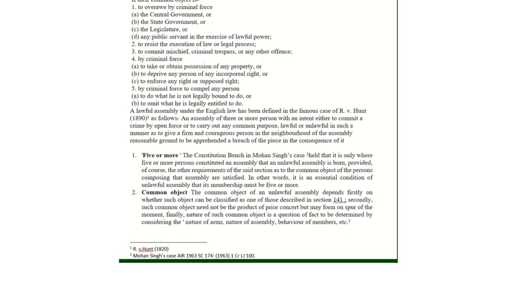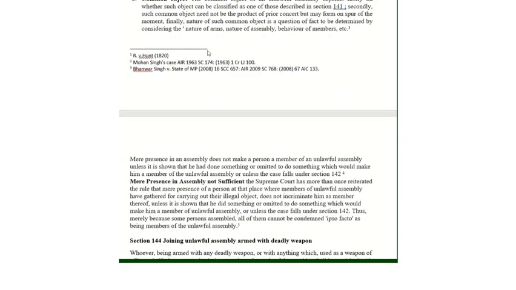The next ingredient is illegal objects. An assembly of 5 or more persons is designated as an unlawful assembly if the common object of the persons composing that assembly is any one of the following 5 objects declared illegal under section 141 IPC: to overthrow the government by criminal force; to resist the execution of law or legal process; to commit an offense; forcible possession or disposition of any property; and the fifth one is to compel any person to do an illegal act.